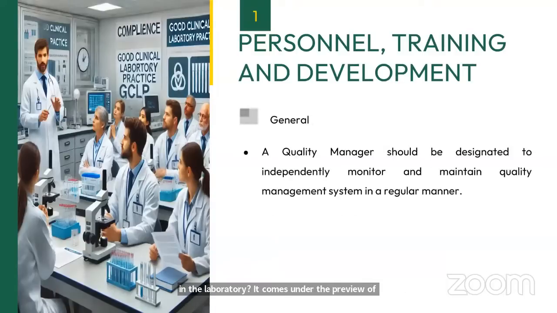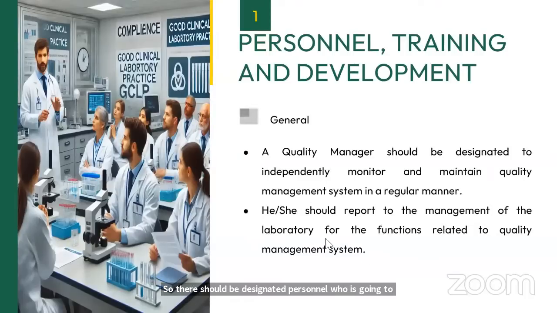The next designation here which is important is the quality manager. So there should be a quality manager designated for independently monitoring and maintaining the quality management system. So there should be a designated personnel who is going to take the responsibility of your quality management system. This personnel should report to the management of the laboratory for the functions related to the quality management system. So these personnel have some authorities which come as per the quality management system of the laboratory.